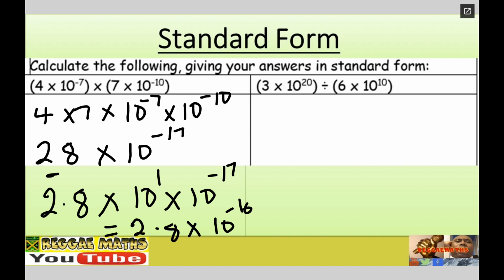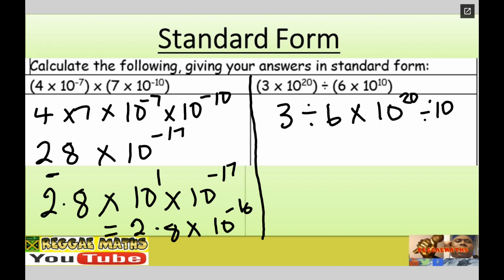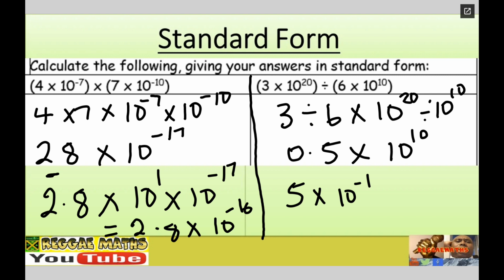Let's have a look now at dividing. We looked at multiplying, and dividing works exactly the same: deal with the numbers first. So you've got 3 divided by 6 times 10 to the power 20 divided by 10 to the power 10. 6 into 3 is 0.5, times, take the powers away, 10 to the power 10. So 5 times 10 to the minus 1 times 10 to the 10 is 5 times 10 to the power of 9.